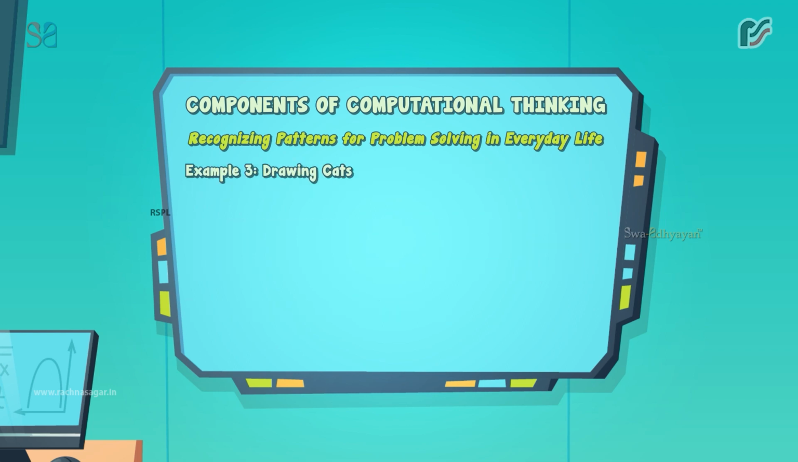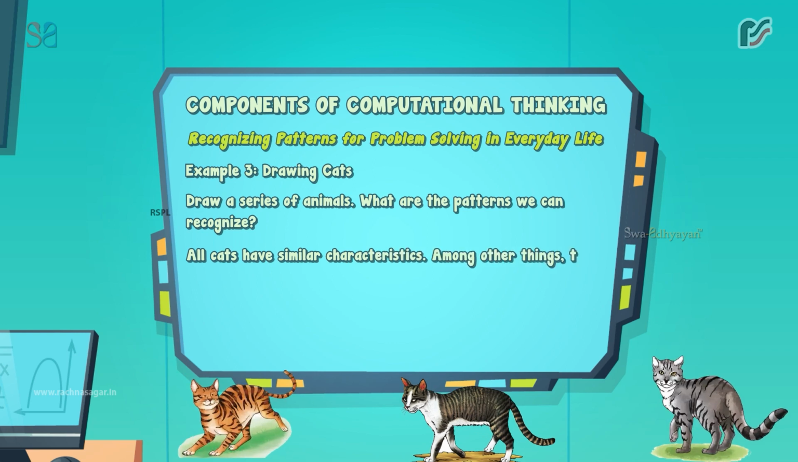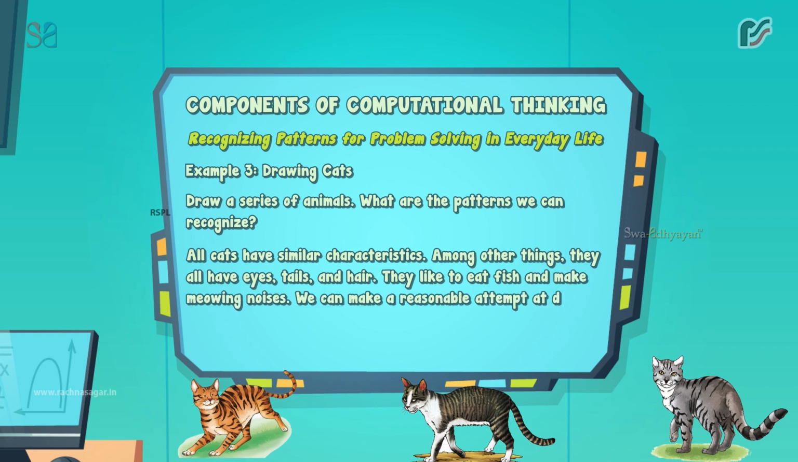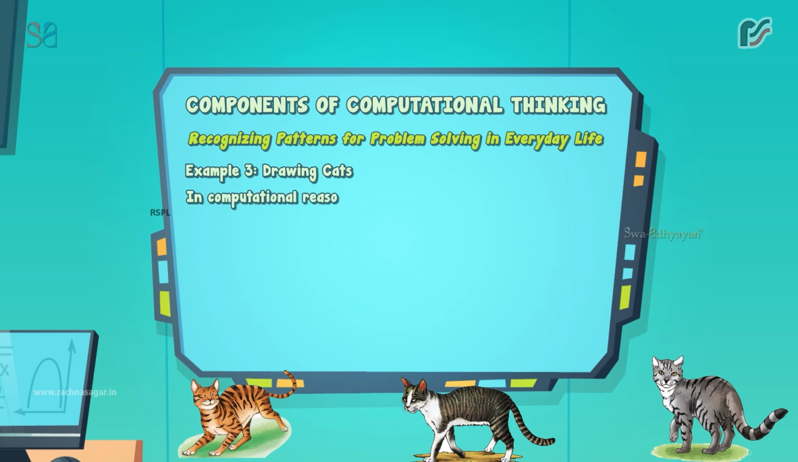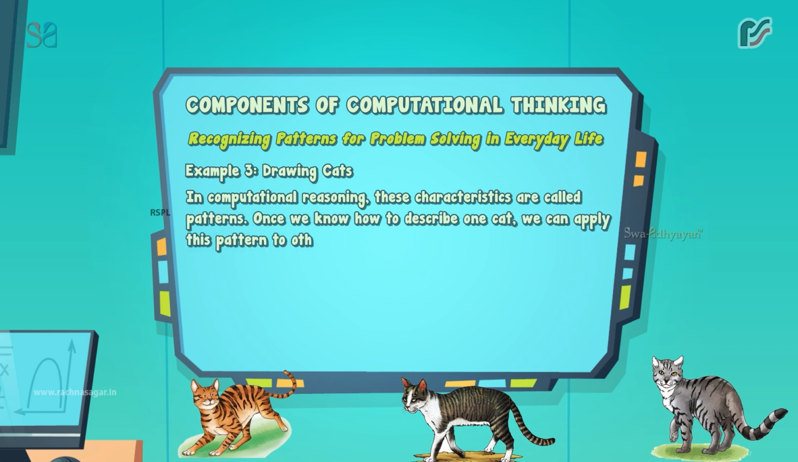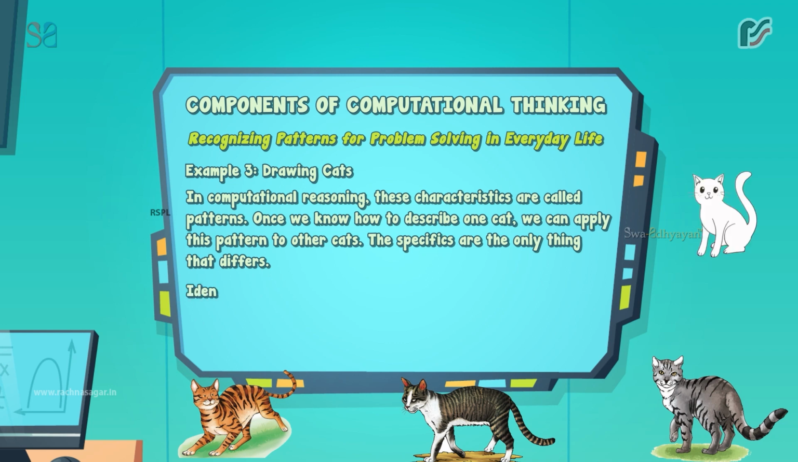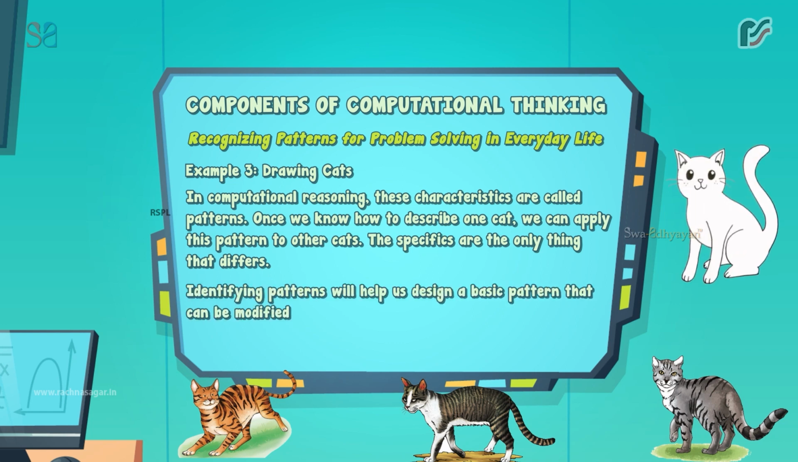Let us understand more about patterns. Here is an example with drawing cats. To draw a series of animals, what are the patterns we can recognize? All cats have similar characteristics, like they all have eyes, tails, and hair. They like to eat fish and make meowing noises. We can make a reasonable attempt at drawing a cat by simply including these common features. In computational reasoning, these characteristics are called patterns. Once we know how to describe one cat, we can apply this pattern to other cats. The specifics are the only thing that differs. Identifying patterns will help us design a basic pattern that can be modified as per different specifications.